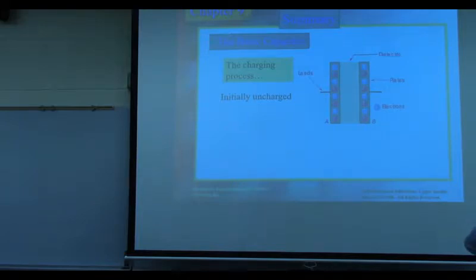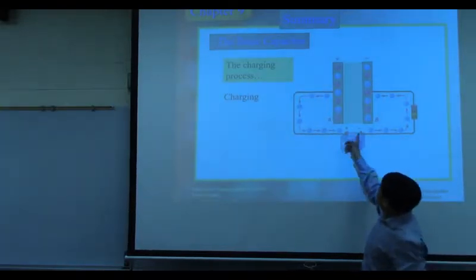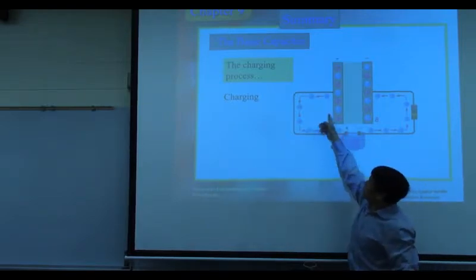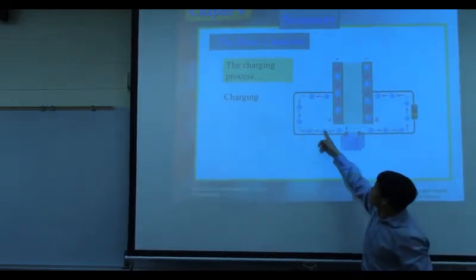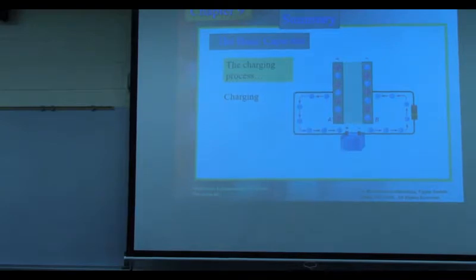Now, this is uncharged. If you connect it to a battery to charge this capacitor, with the positive connected to this side and the negative connected to this side, then we know the electrons, which are negative, will be attracted to this positive. So electrons will go this way, and after some time, that is what is going to be formed. On the left-hand side, we have all positive, and on the right-hand side, we have all the electrons.